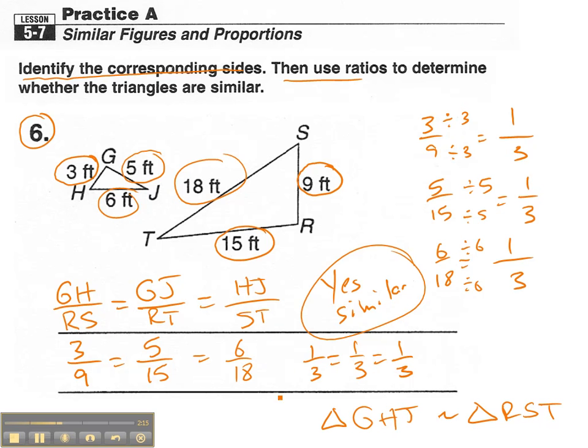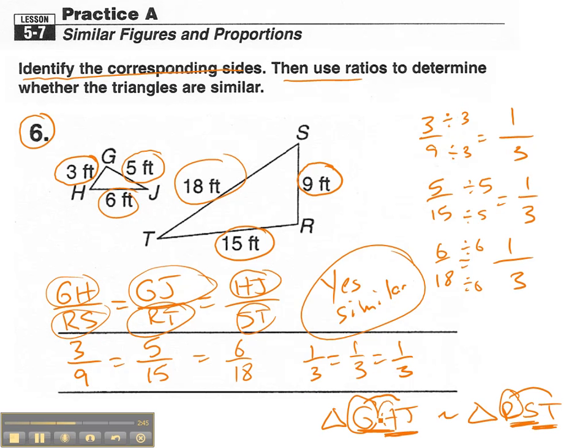And one other thing we talked about is that the corresponding sides, GH corresponds to RS, and in the similarity statement, GH is the first two letters, RS are the first two letters. The last two letters, HJ and ST, correspond to each other, and then the first and last letters, GJ, correspond to the first and last letters, RT. And the similarity statement also tells you which angles correspond to each other. Angle G is congruent to angle R, angle H is congruent to angle S, and angle J is congruent to angle T.